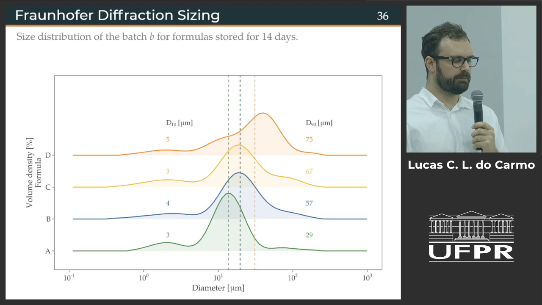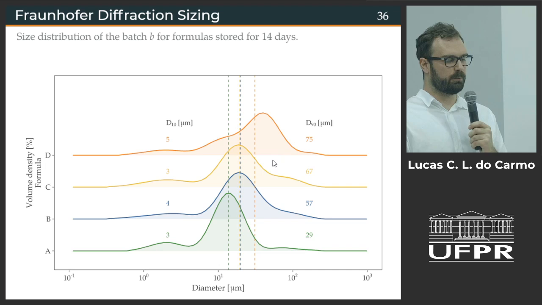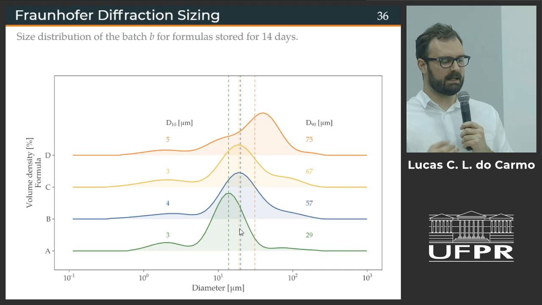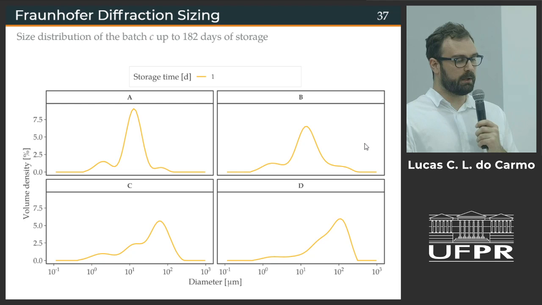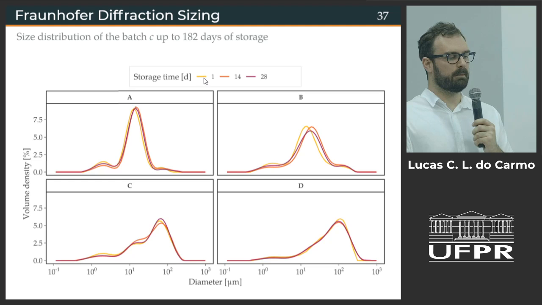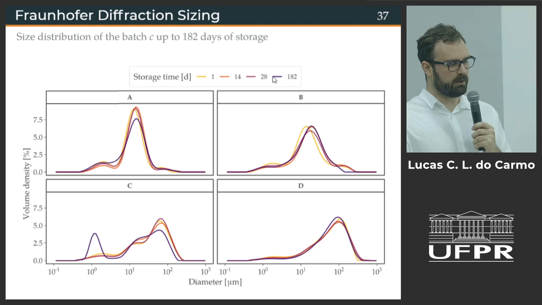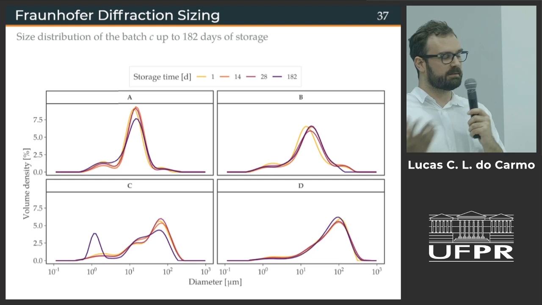For the Fraunhofer diffraction sizing, we saw that the formulations with higher oil content have a larger size distribution. So here on the orange line, we have the distribution for formulation D. And C and B and A, we can see that A has a smaller size distribution than formula D. And we also saw that over storage time, so here on yellow, 1 day of storage, on orange, 14 days of storage, purple, 28, and this dark purple, 182 days, we see that there's not a lot of difference between the size distribution on different storage times.